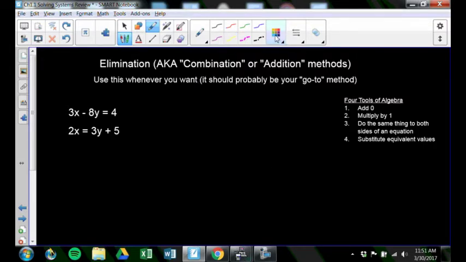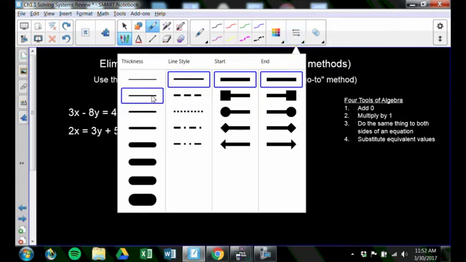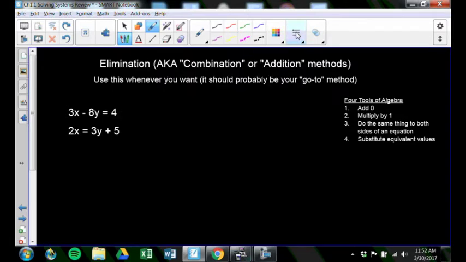Let's pick a new color. My goal when I'm eliminating is to add up 2 equations so that one of the variables cancels. And the way that I just phrased that, add up 2 equations, is actually not really precise, but we're going to live with it. I want to get these to look like each other. Right now, this y is on the right side of the equal sign, but this y is on the left. So I'm going to subtract 3y from both sides. So I get 3x minus 8y equals 4, and 2x minus 3y equals 5.